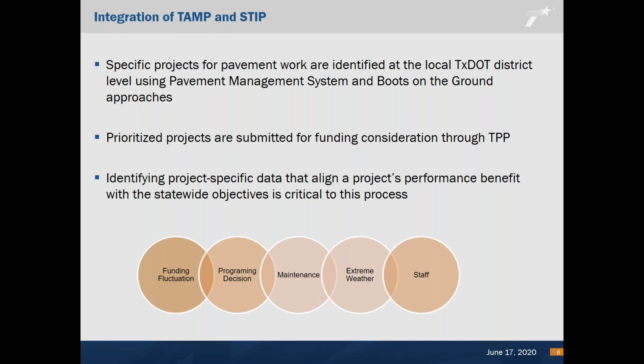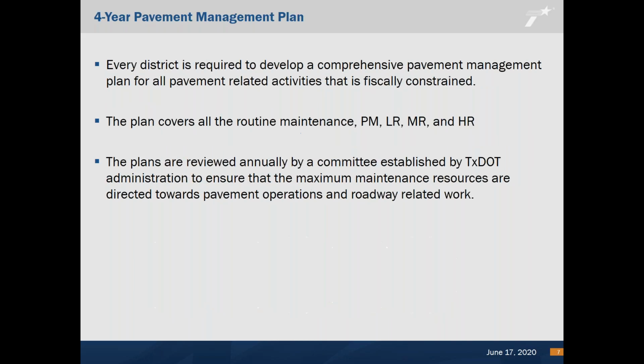My background is mainly on the pavement side. I will share with you what we do here to select the pavement projects which align with our STIP and also our TAMP. The process is called the 4-year pavement management plan. The projects selected from this plan fit into our STIP. It follows exactly the same timeline.